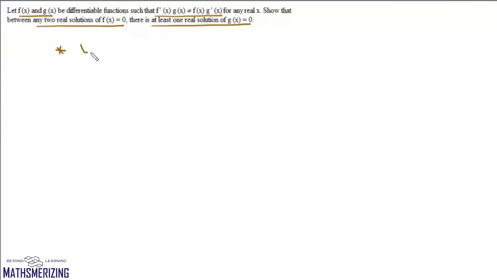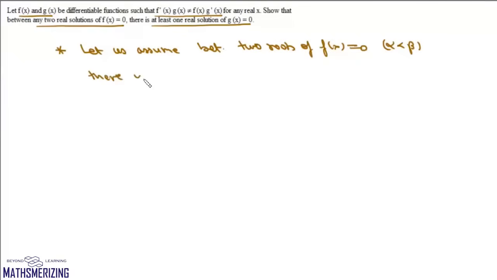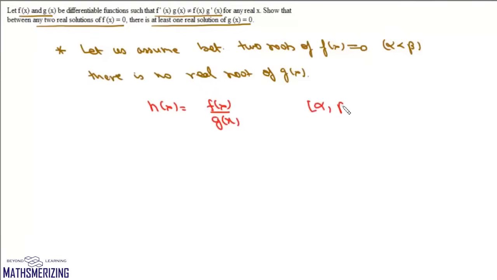So what we'll say is, let us assume between two roots of f(x) equals 0, say alpha and beta, there is no real root of g(x). Now we'll assume a function h(x) which is f(x) by g(x) in between alpha and beta.